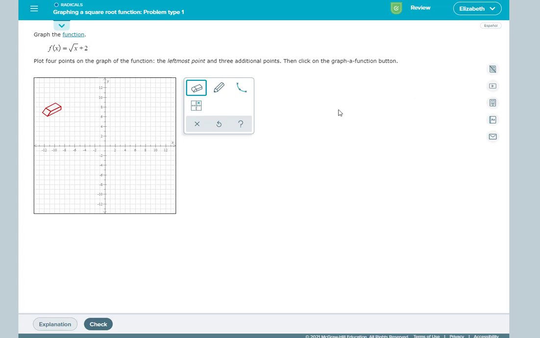All right, we're going to look at graphing a square root function using the ALEKS tools. And so we have this function f of x. I want us to graph it. It says the square root of x plus 2.